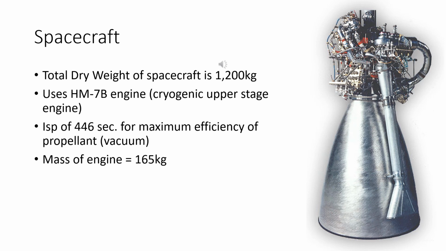Our spacecraft design included an HM7B engine that has an ISP of 446 seconds for maximum efficiency of propellant. The mass of this engine was 165 kilograms, which was beneath the dry weight of the spacecraft of 1,200 kilograms.